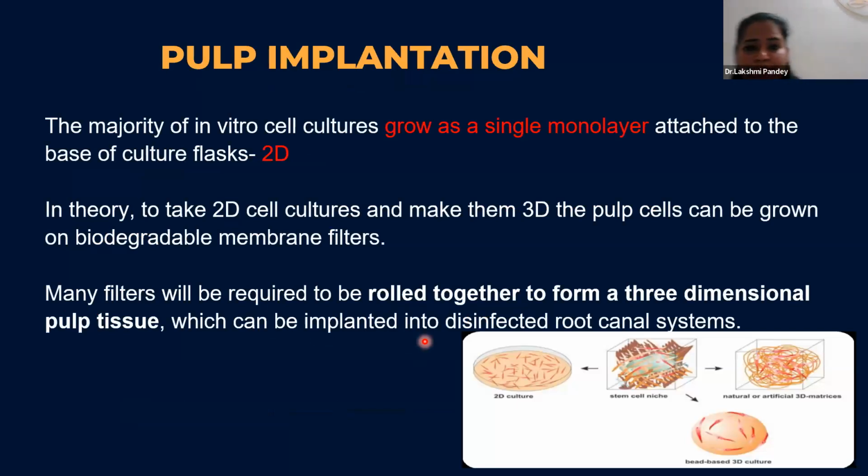Then next again is pulp implantation. It's another method that is used for regeneration. The majority of in vitro cell cultures grow as a single monolayer attached to the base of the culture flask. In theory, to take 2D cell cultures and make them 3D, the pulp cells can be grown on biodegradable membrane filters. The problem was they may be required to roll together to form a three-dimensional structure. Here, see, 2D culture was done, then a stem cell niche, an artificial 3D matrix, was made, and then this 3D culture was incorporated in the cell. So placing it inside the canal was also difficult.